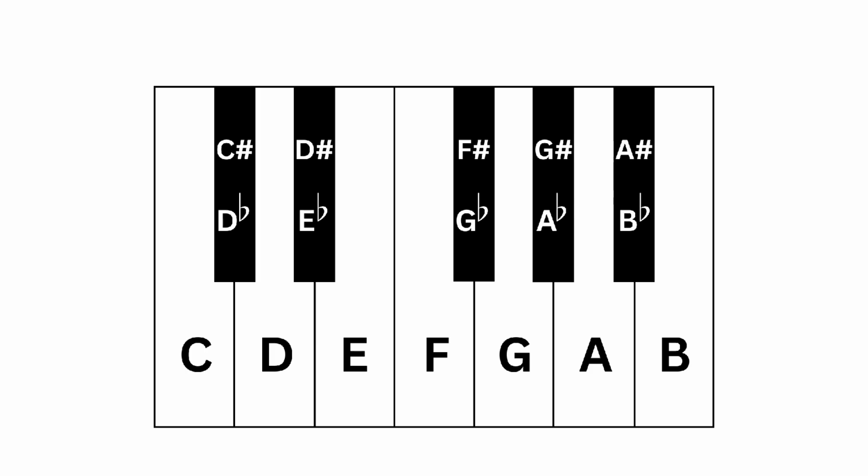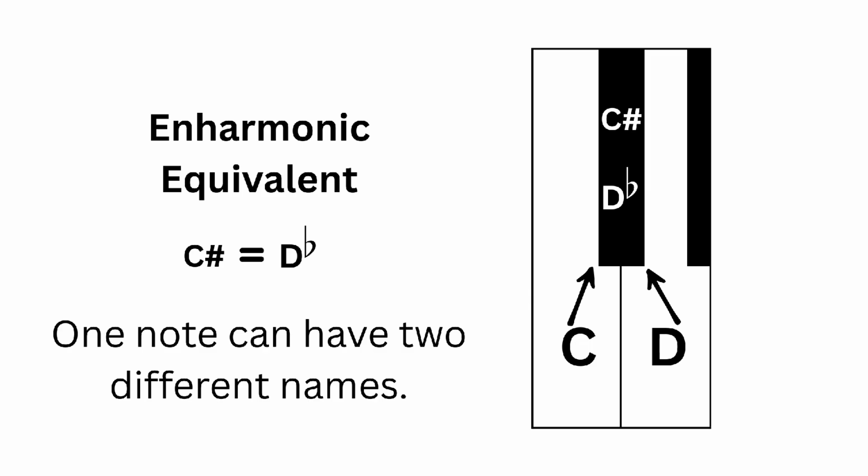Each black key has two names, a sharp version and a flat version. We call these enharmonic equivalents, and that just means that there are two names for one note. A C sharp sounds exactly the same as a D flat. They are the same key on the piano keyboard. They're equals or equivalents. Awesome.